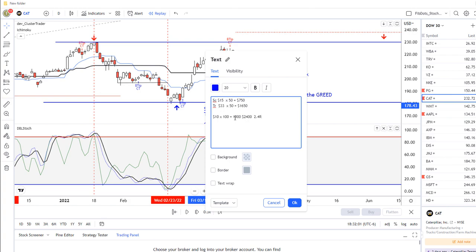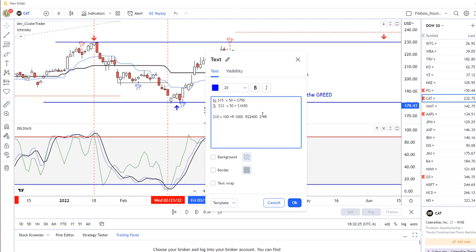Okay, so our overall was 2.4R. Our risk was 1,000. Our reward was 2,400. So our reward was 2.4 times the size of our initial risk. Okay? Any questions?